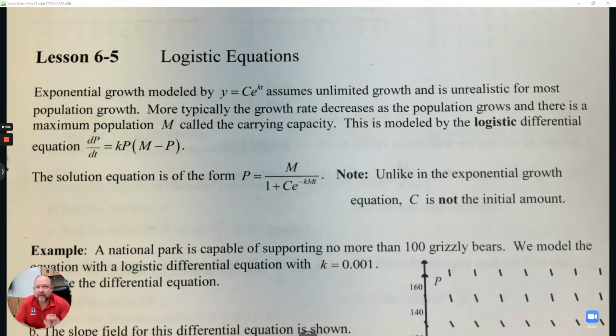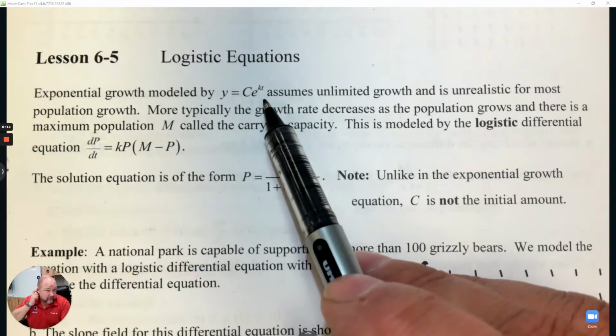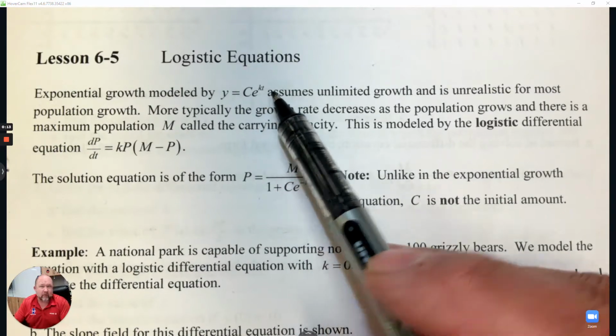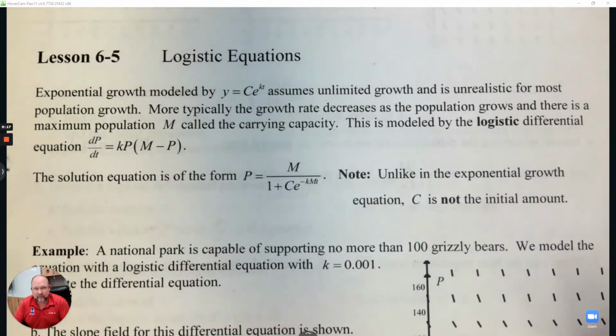All right, lesson 6.5 on logistic equations. This is a BC topic again. Exponential growth modeled by c times e to the kt, or Pert, assumes unlimited growth. It just grows to infinity, and that's unrealistic for most population growth.